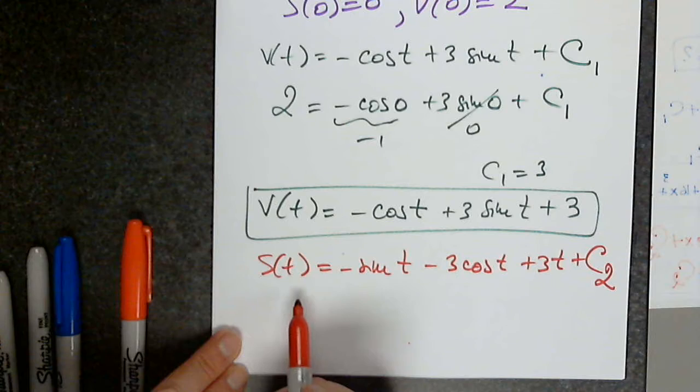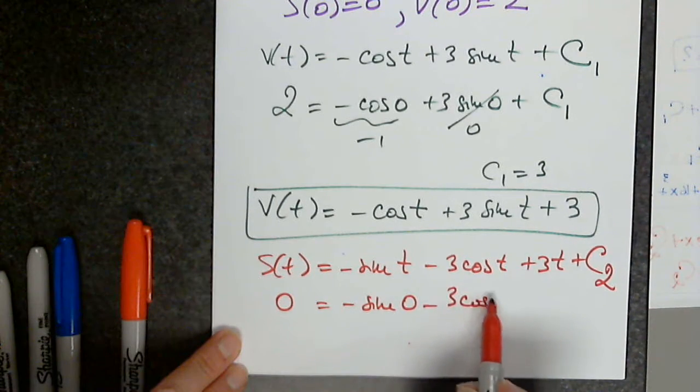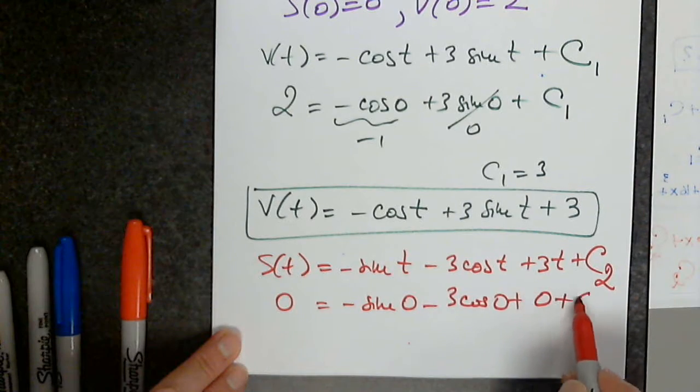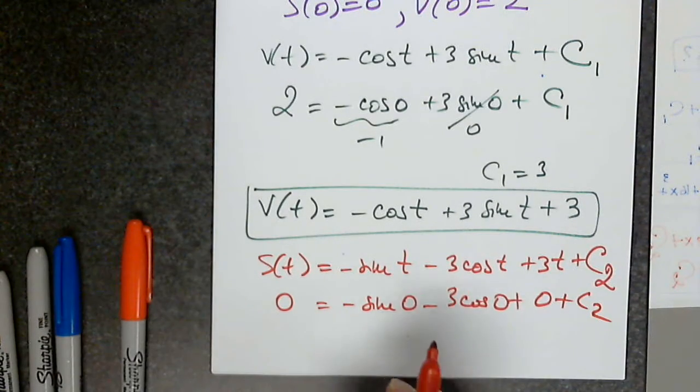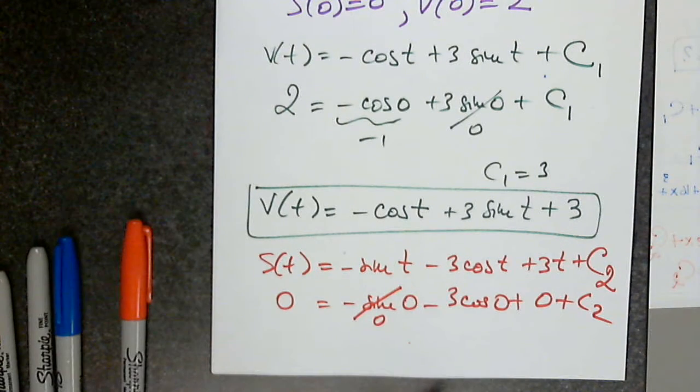And I have that s of 0 is 0. 0 minus sine 0 minus 3 cosine 0 plus c2. How much is sine 0? 0. Sine is measured on the y-axis. And this point has the y-coordinate 0, if you look at your chart. So sine is not the first coordinate. Sine is the second coordinate.